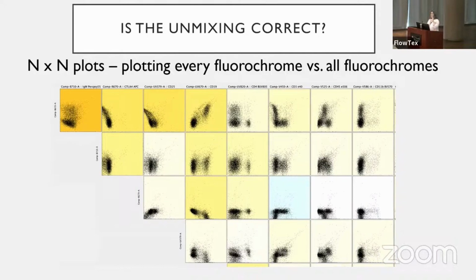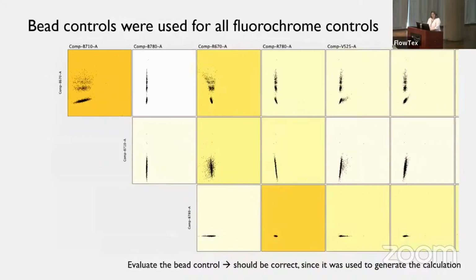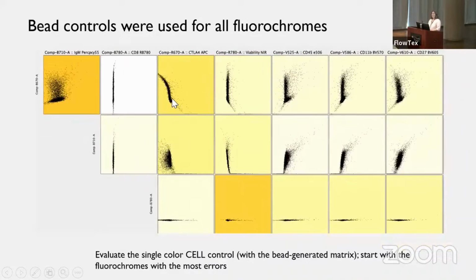Okay, so this was my fully stained sample, unmixed 100% with beads. I'm going to focus in on this one. This one looks like it's got the worst error. So I'm going to go to the single color control, and I'm going to ask, did the beads unmix? So these are now the beads in that one color, and you can see that these are unmixed correctly. So now I'm going to look at the single color cell control, and sure enough, this one is only positive for one single color, and you can see that it hooks quite badly. So this is, again, cells with a bead matrix.